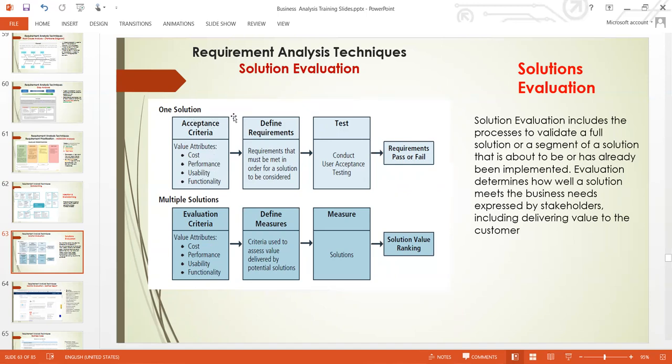Looking at this diagram, under acceptance criteria, we have cost. This solution must come within the budget we have. For instance, if we have a £10,000 budget, then out of all these e-commerce solutions we've enumerated, we must look at those that come within that £10,000 budget.